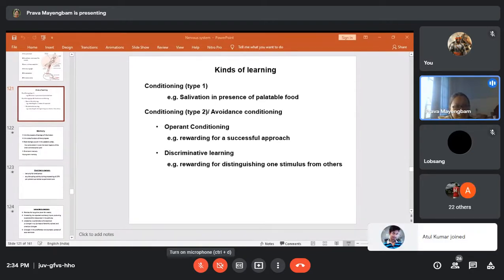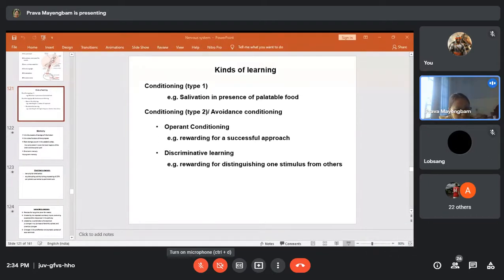Another is discriminative learning. That means rewarding for distinguishing one stimulus from another. Say you give one command, you let the animal do that activity, give one reward, and ask it to do another activity, and you give another reward. The animal is able to distinguish these two kinds of commands.